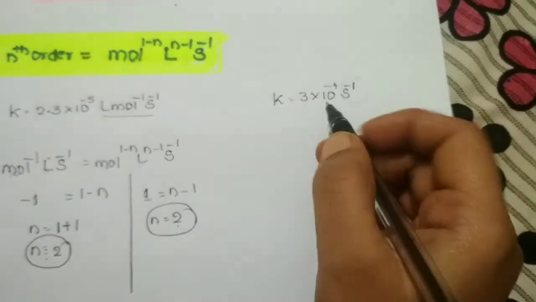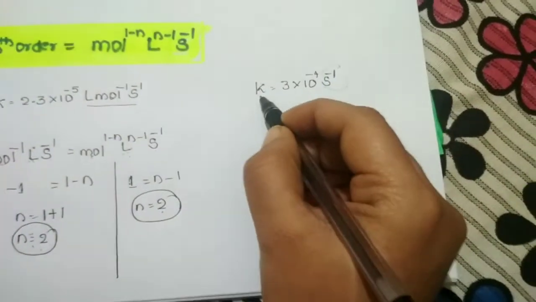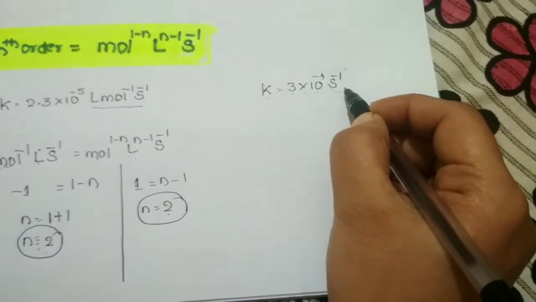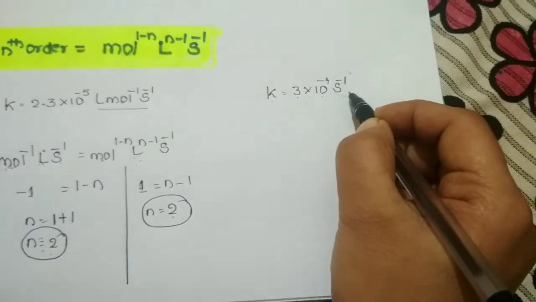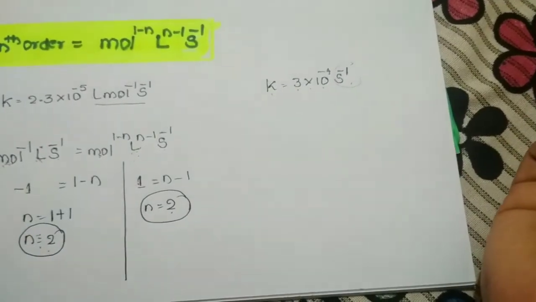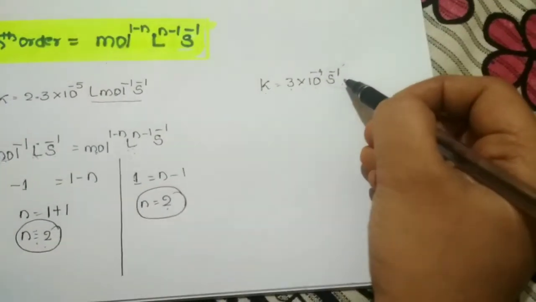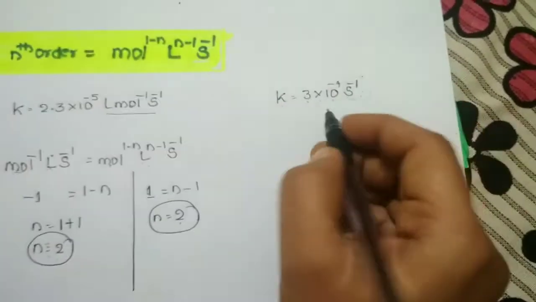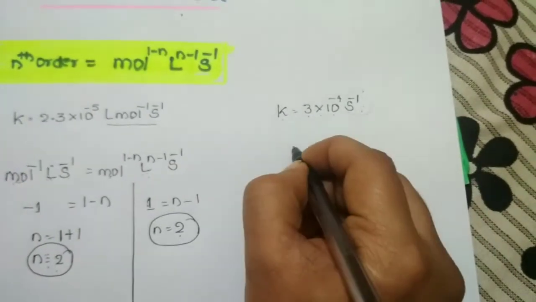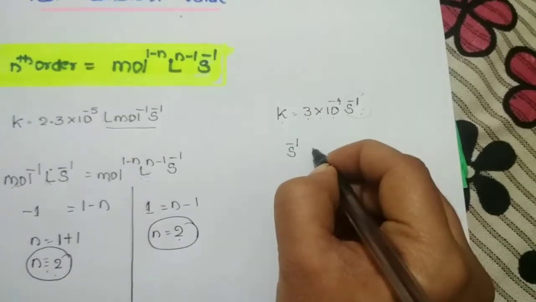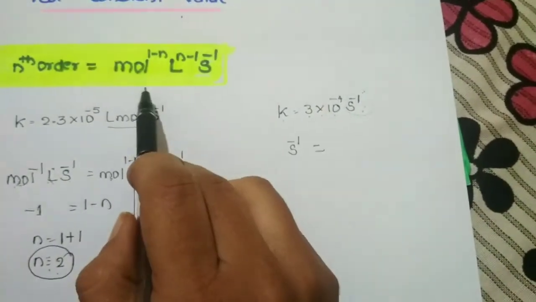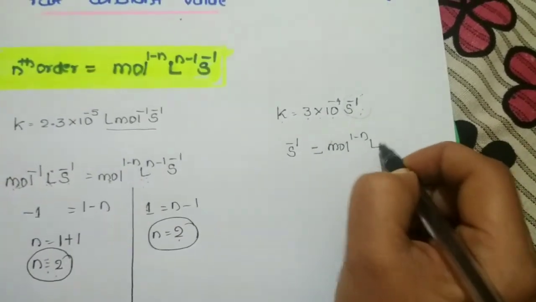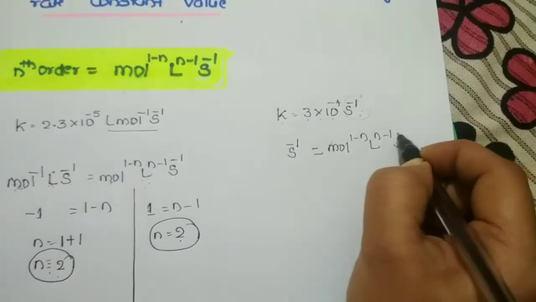Similarly, let us take one more example: k is equal to 3 into 10 to the power of minus 4 per second. This is actually the unit for the first order, but suppose I don't remember. Now I need to find out the order, so apply the same method here. Let us write the unit they have given: per second. Now write the general formula, that is mole 1 minus n, liter n minus 1, per second.